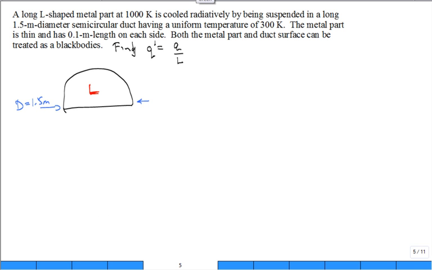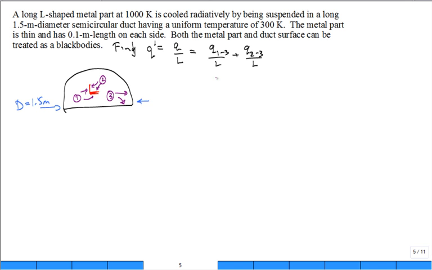What we're going to do is say this is surface 1. This is surface 2, and all of that is surface 3. Make sense? And so to get the total rate from the hot metal part, I'm going to get Q 1 to 3 divided by L plus Q 1 to 2, 2 to 3, not 1 to 2 to 3, divided by L. It's what's coming off the outer edges plus what comes off the inner edges.